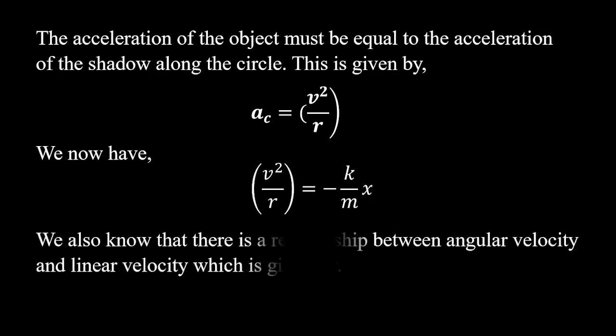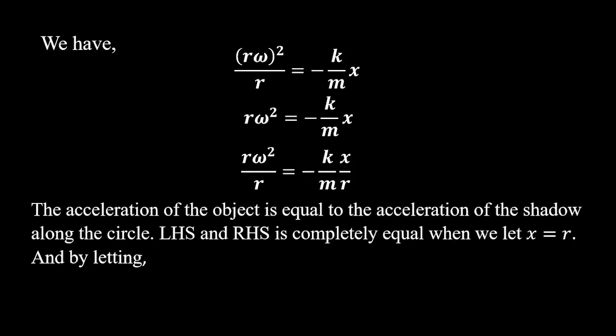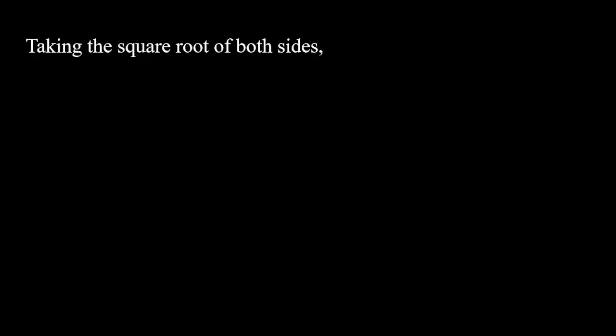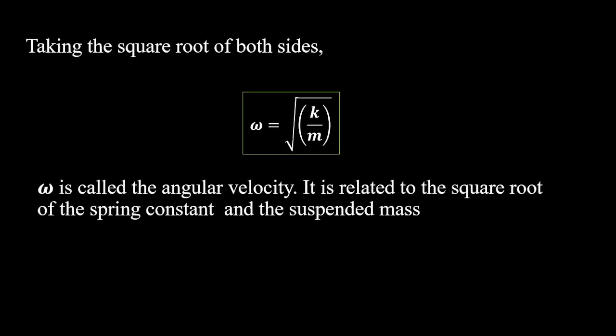We also know that there is a relationship between angular velocity and linear velocity, which is given by the acceleration of the object is equal to the acceleration of the shadow along the circle. The left-hand side and right-hand side of the equation are completely equal when we let x be equal to r, and by taking the square root of both sides. The symbol, read as omega, is the symbol for angular velocity. It is related to the square root of the spring constant and the suspended mass.